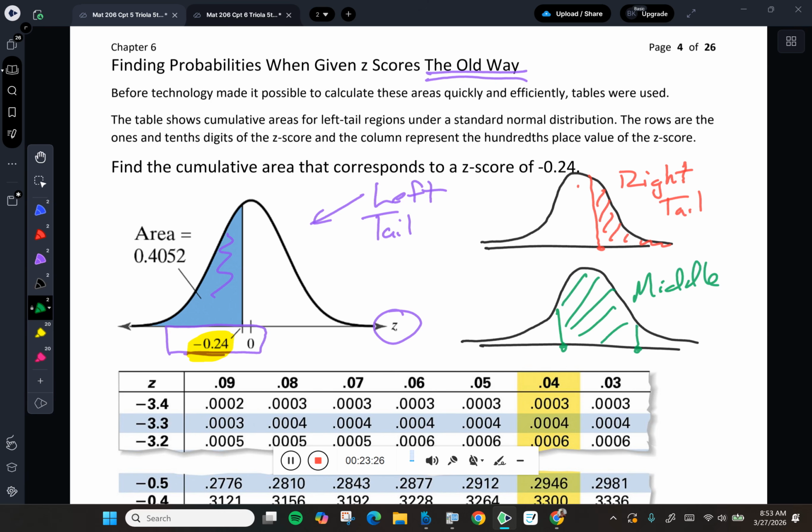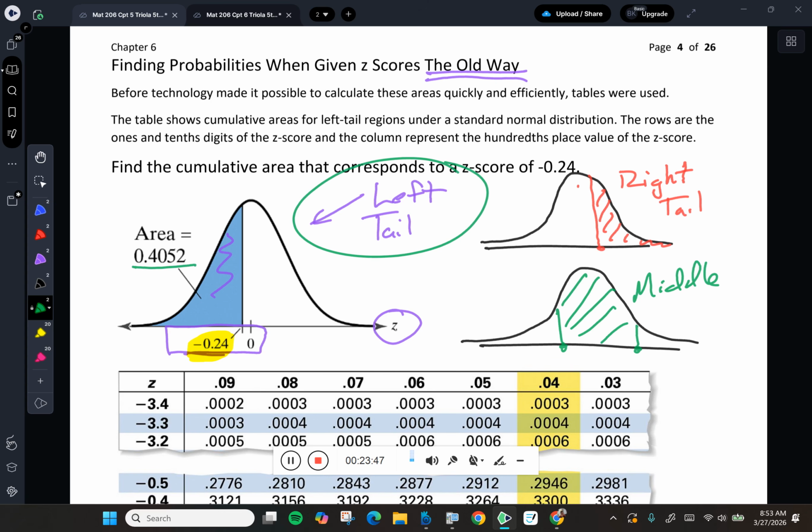Now, technically, there's a fourth version where you do a left and a right tail, but it's just combining two different versions, so I'm not too worried about that. All right, so we're going to focus on just the left tail version using a table of values. I already know the area is 0.4052, and that's going to help me make sure I get the right answer.